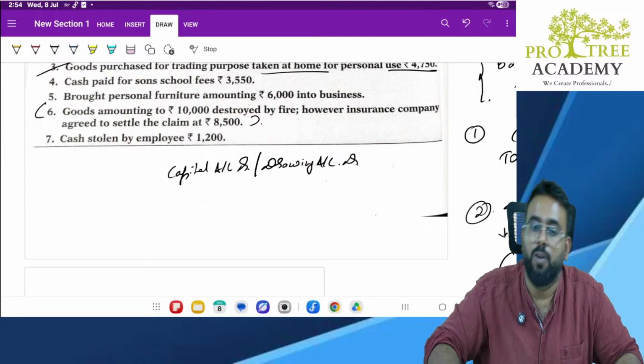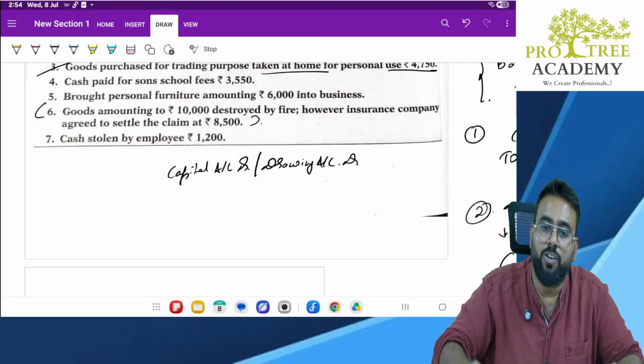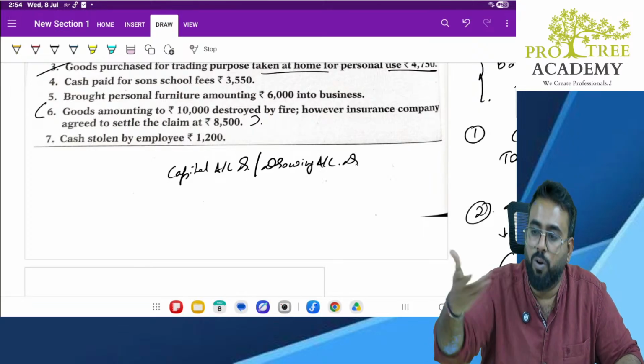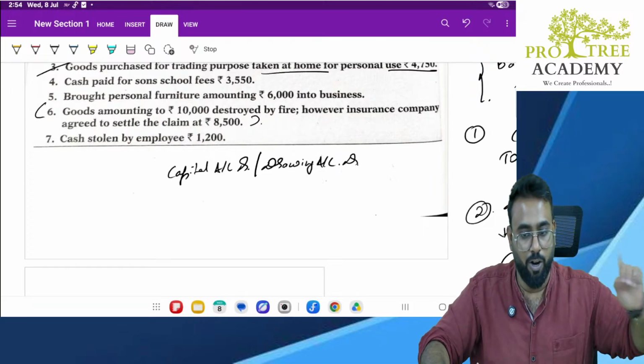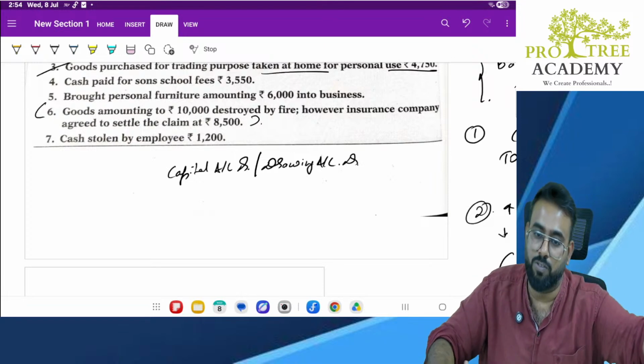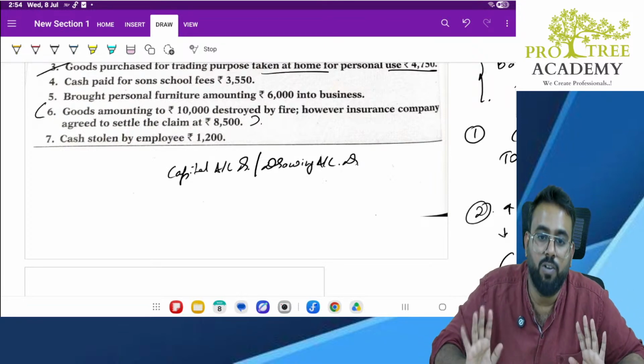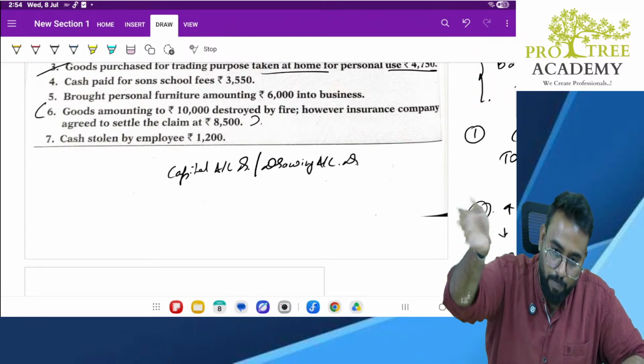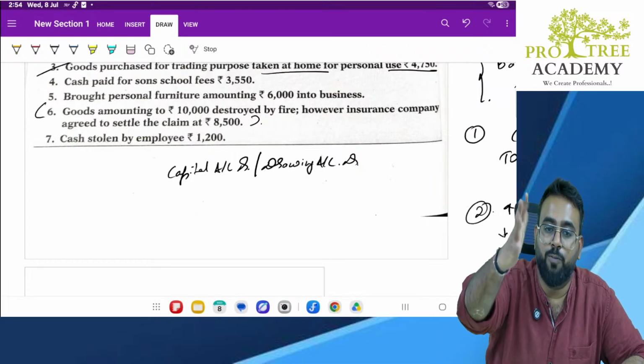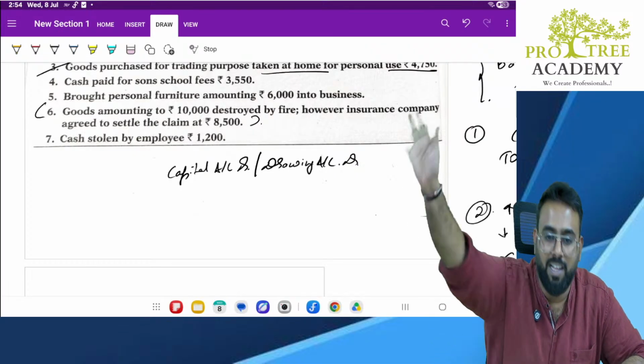Sir, why it is done? Why can't we continue it as drawing? Why we have to continue it as drawing? Because do you think the owner will come and say, no, I withdraw 4,000 worth of goods, I will repay back the 4,000. No. He will not do that. He will put the money. How he will put the money? He will not put 4,000, something like that. He will put 10,000.